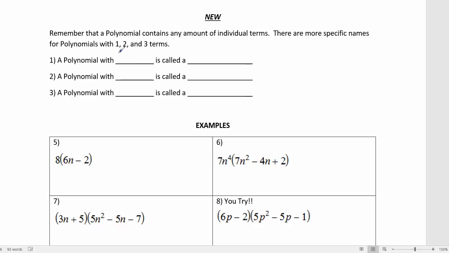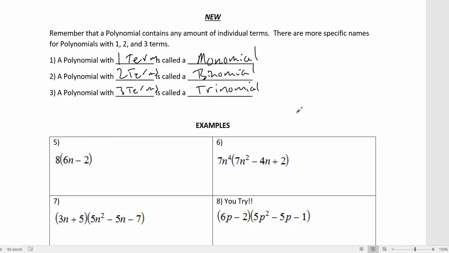But a polynomial with one term is called a monomial. That should be something we remember hearing. A polynomial with two terms is called a binomial. And then a polynomial with three terms is called a trinomial. Now, those are the more specific names for those three. You can still call them polynomials, but we're probably going to want to refer to them as monomial, binomial, trinomial. Anything with 4 or more terms, that's where we're going to use the actual polynomial name. But anything below that, we'll use the more specific name.